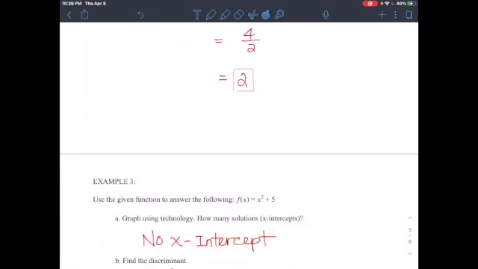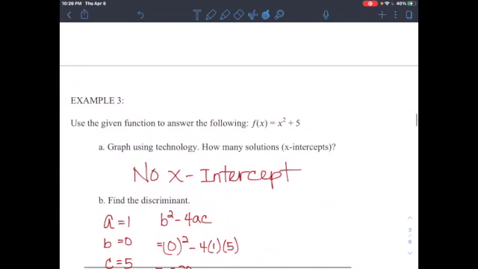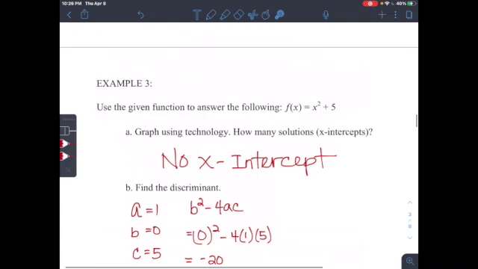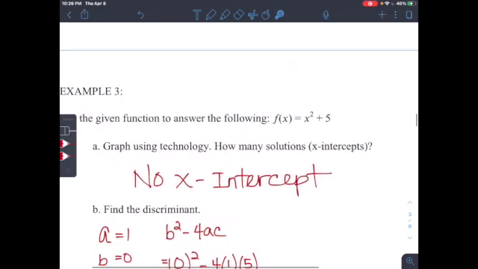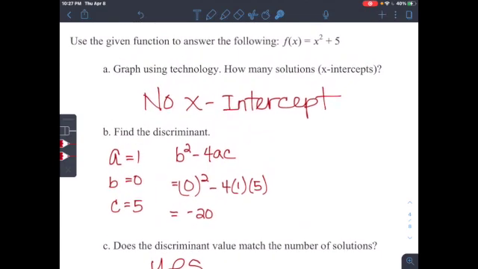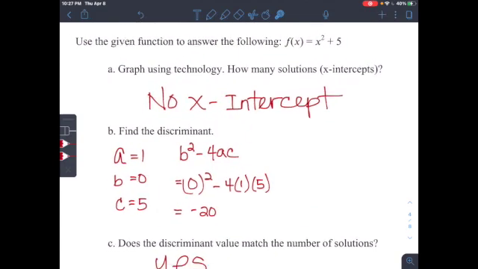Then the next one, example number 3, going on to the same thing. The equation is x squared plus 5. Because it's x squared plus 5, if you punch it in, there will be no x-intercept. When you plug in the numbers for a, b, and c right here and work it out, you'll actually get negative 20. Because it's negative 20, the parabola is out in space and does not cross the x-axis. So therefore, that's why I said no x-intercept. But there's a parabola. All right.